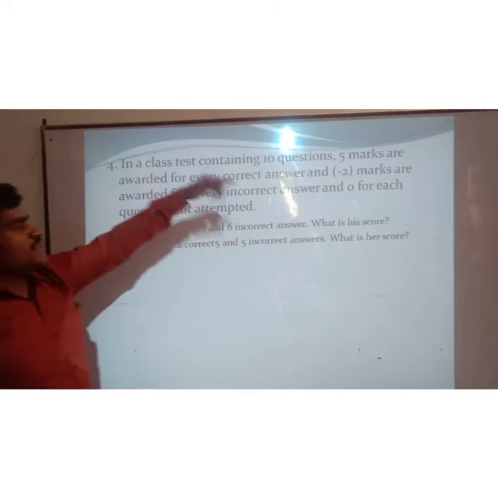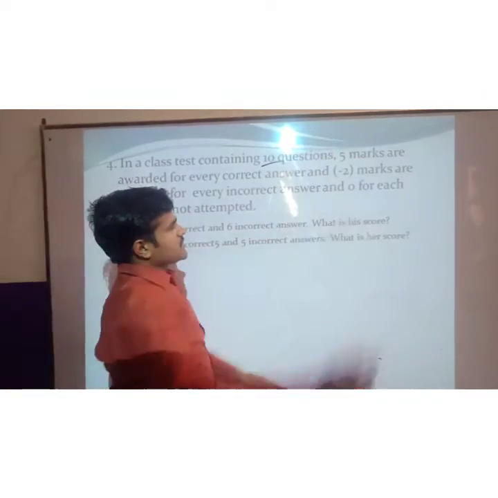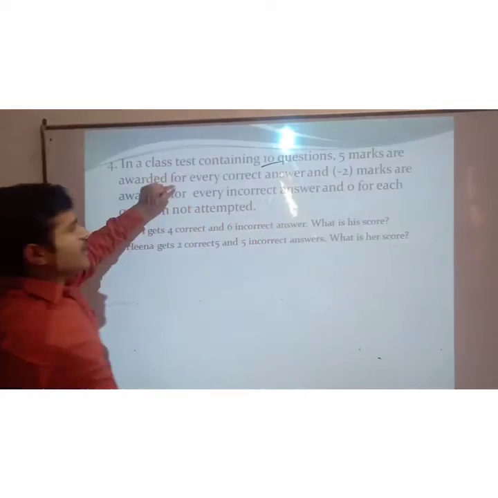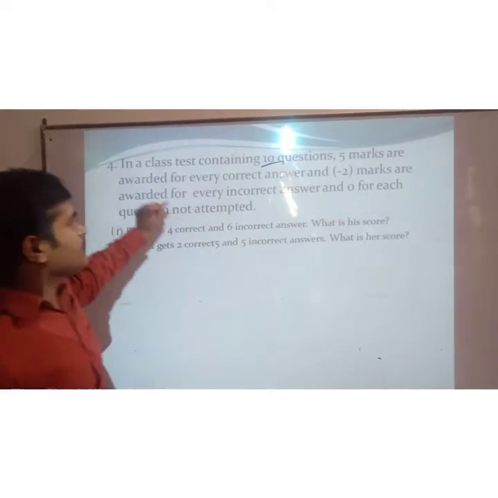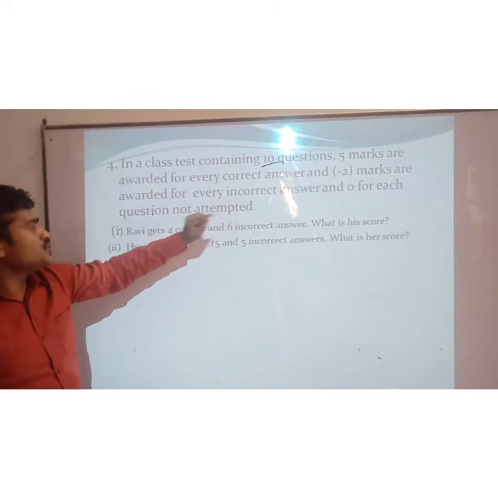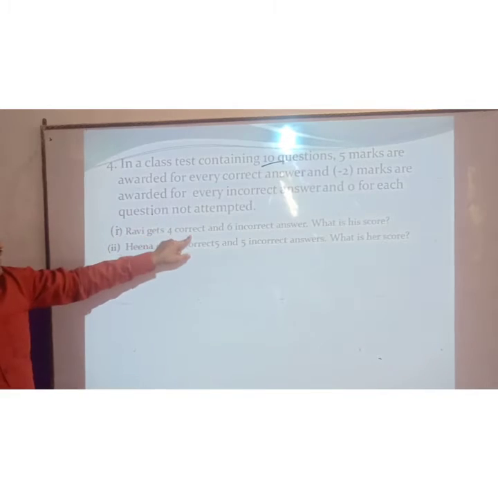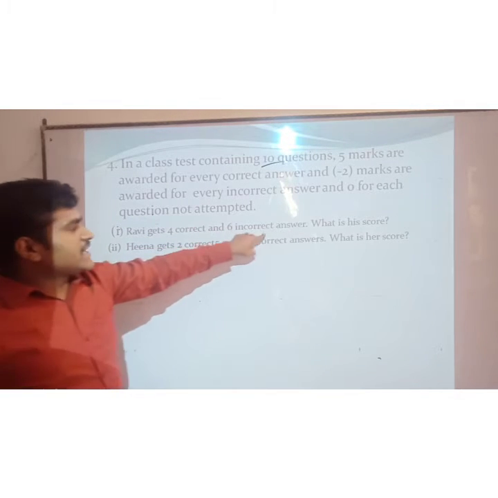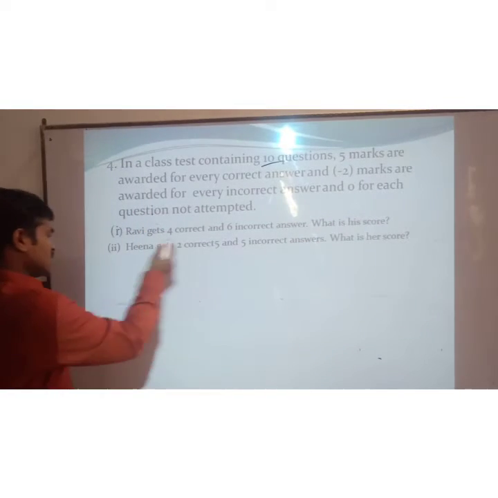Now next question. A test contains 10 questions. 5 marks are awarded for every correct answer and minus 2 marks are awarded for every incorrect answer, and 0 marks for each question not attempted. Number 1: Ravi gets 4 correct and 6 incorrect answers. What is his score? Solution.